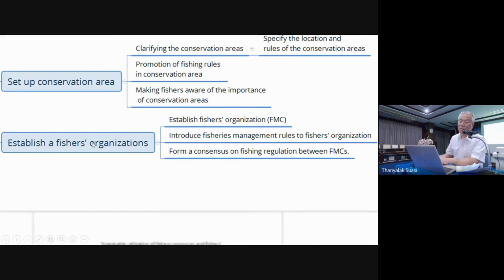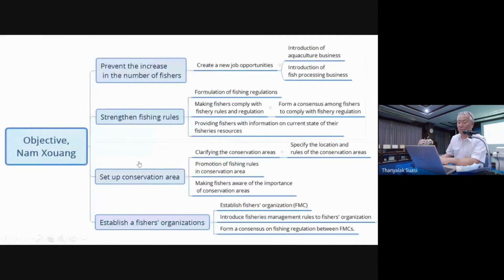And the final one is to establish a fishers organization, the FMC, in Laos. Next, introduce fisheries management rules to the fishers organization and form consensus among the fishermen on the fishing regulation. This is the objective list.